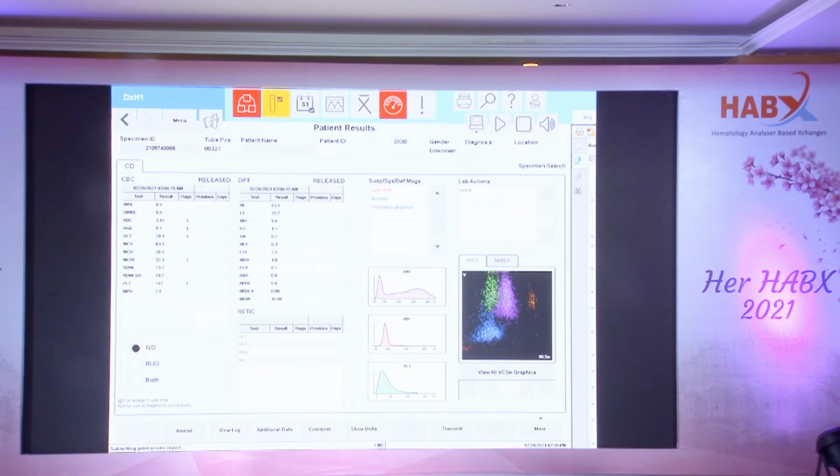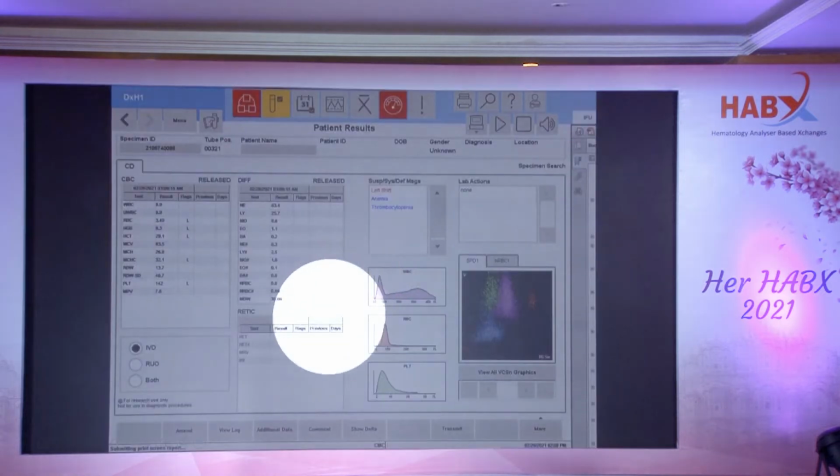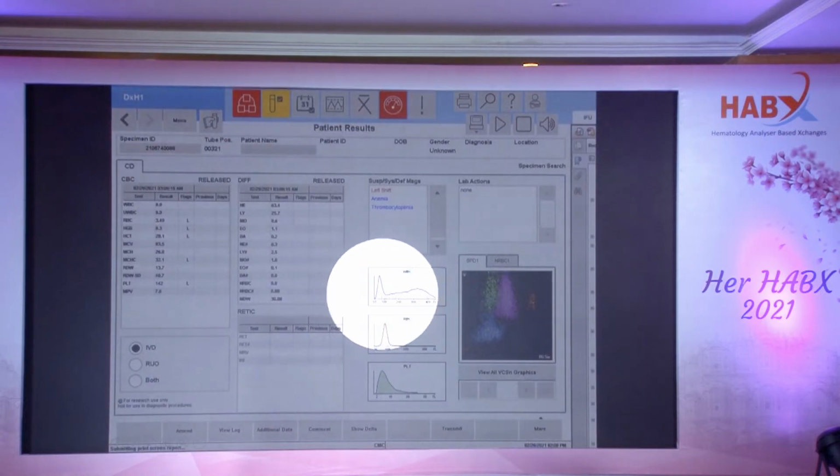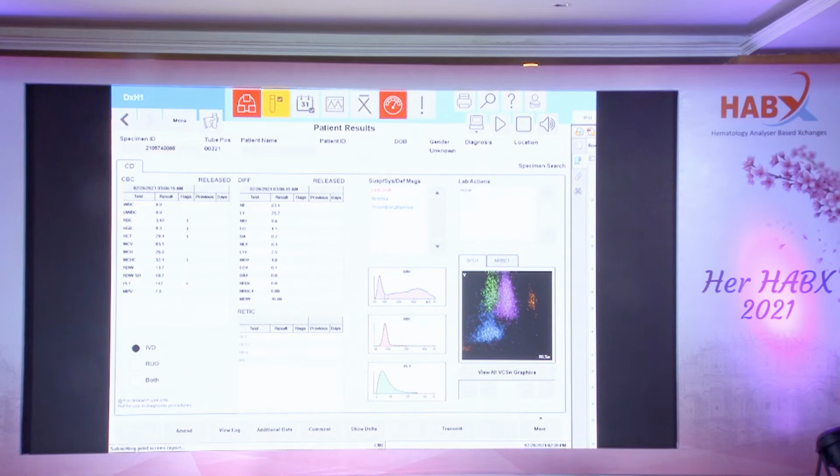When you have sepsis, there is no monocytosis. There is no peak here. So pseudomonocytosis is a very good indicator of sepsis. Please do not allow a cell counter which will not allow you to identify pseudomonocytosis.